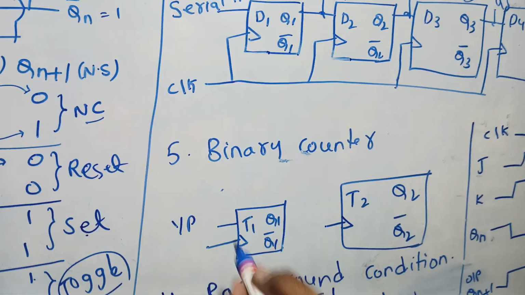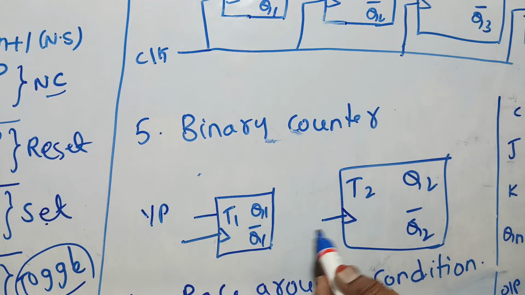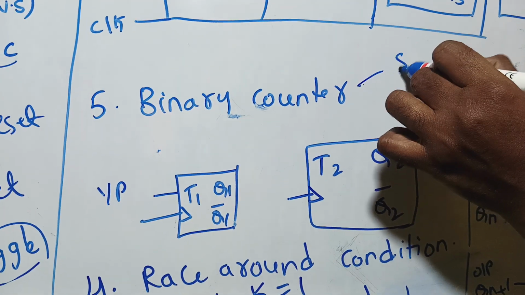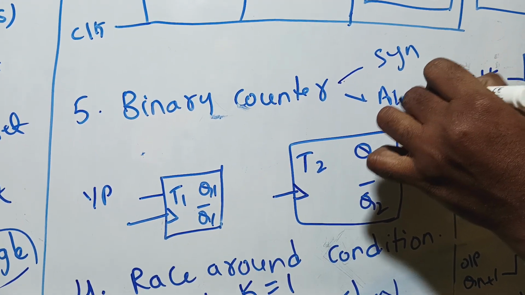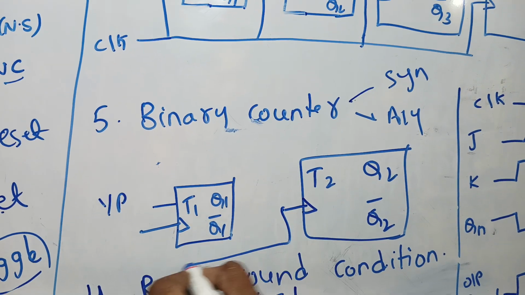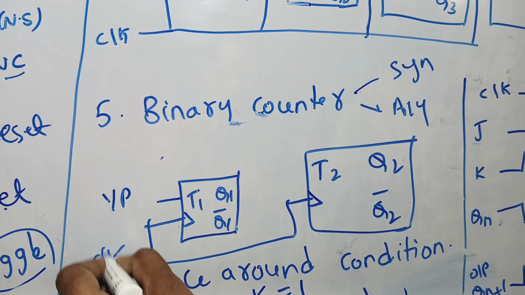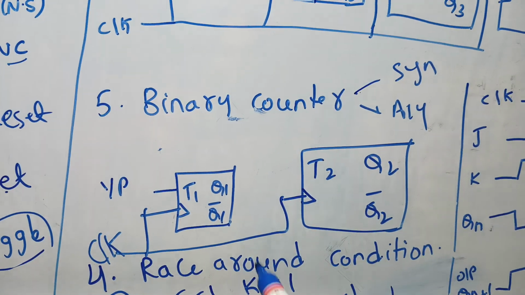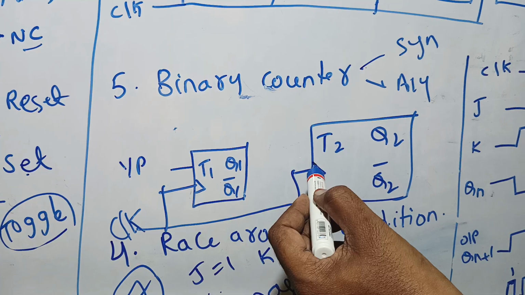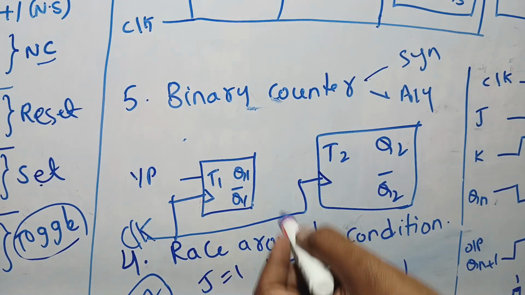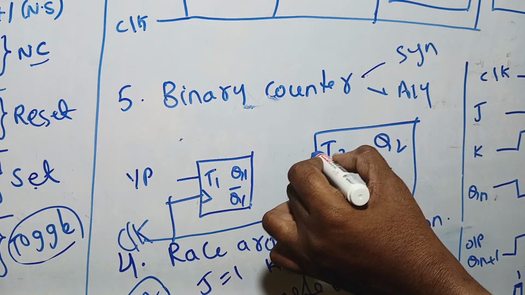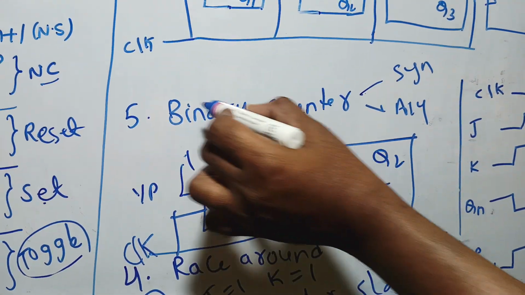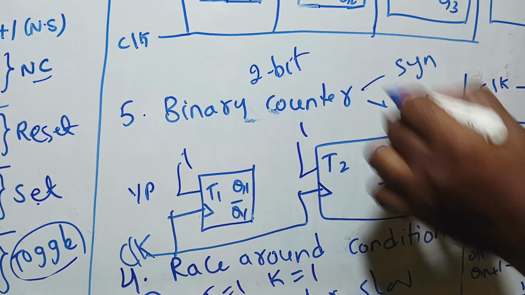Similarly, binary counter, fifth question. Here we are giving one input signal. I am constructing a 2-bit binary counter. Here we have a synchronous counter and an asynchronous counter. Synchronous means the clock is connected simultaneously to all flip-flops. This is the clock signal connecting to 2 flip-flops at a time. That is synchronous counter. Asynchronous means the first flip-flop output acts as the clock for the next, and so on. This is synchronous counter, and these T inputs we are connecting to 1. This is a binary 2-bit counter. With 2 flip-flops we have a 2-bit counter.